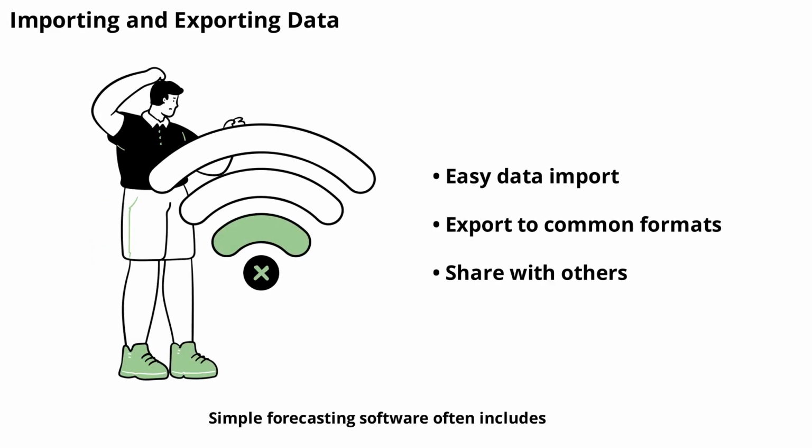Simple forecasting software often includes features for importing and exporting data. This makes it easy to bring in historical financial information or share your projections with others. Look for tools that support common file formats like CSV or Excel, ensuring compatibility with your existing systems.